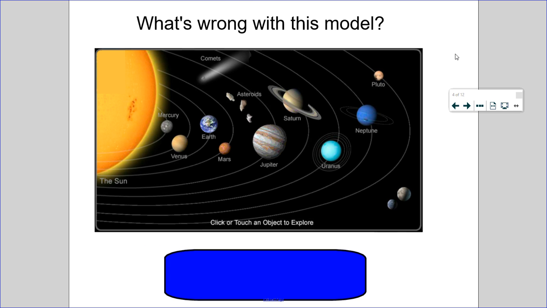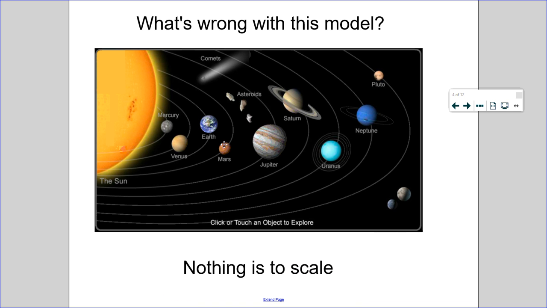Let's take a look at this model. This is a model of our solar system you might see in a textbook or on a poster or something. And when we're looking at it, it's actually a very, very poor model. Nothing is to scale, is what's wrong with this model. The only thing it does well is it shows the names and the relative locations of these planets. So it has the order right. Mercury's first and Neptune is farthest out.